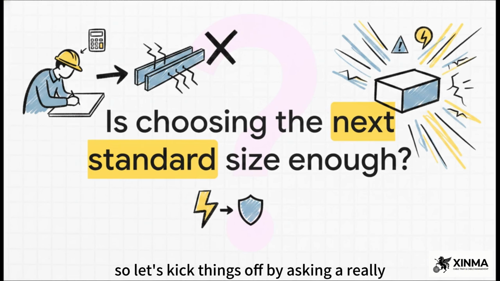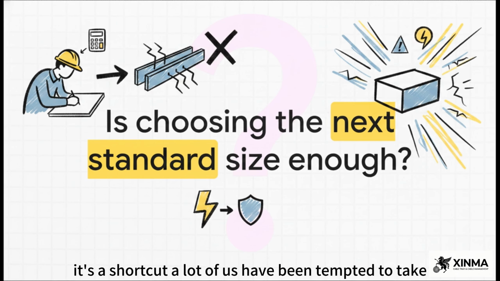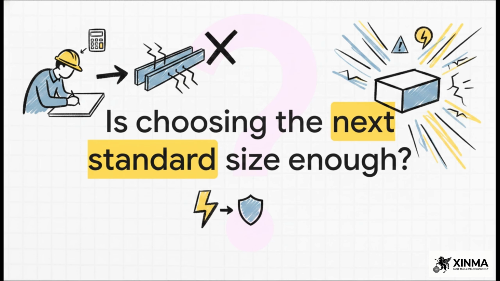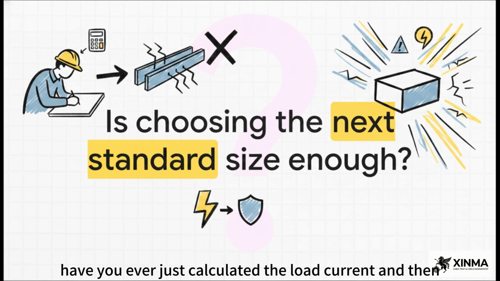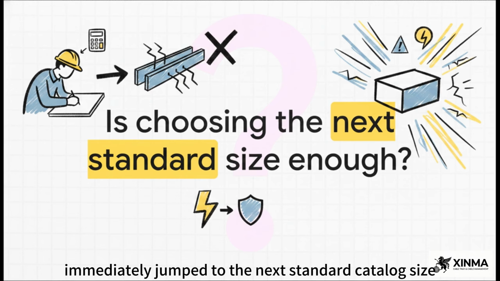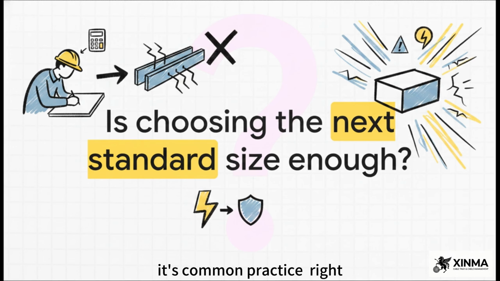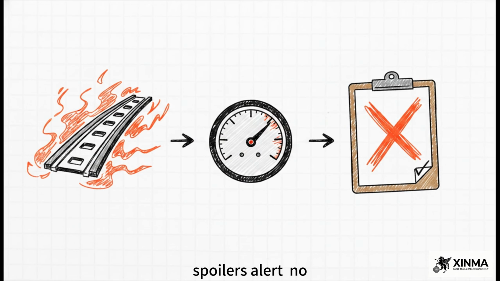So let's kick things off by asking a really critical question about a shortcut. Let's be honest, it's a shortcut a lot of us have been tempted to take. When you're sizing a busway, have you ever just calculated the load current and then immediately jumped to the next standard catalog size? It's common practice, right? It feels super efficient in the moment. But the real question is, is that actually enough to guarantee system safety and performance? Spoiler alert: no. It is absolutely not enough. In fact, that shortcut is a massive risk.